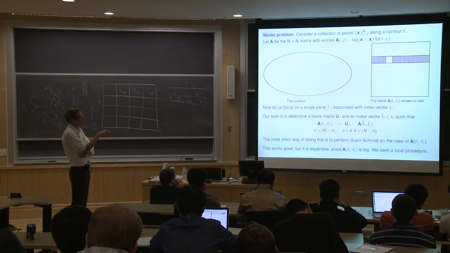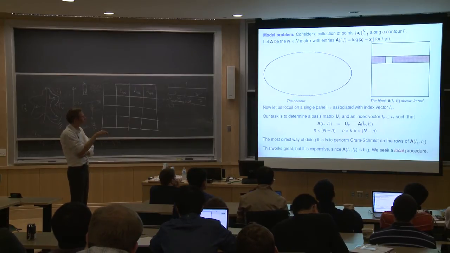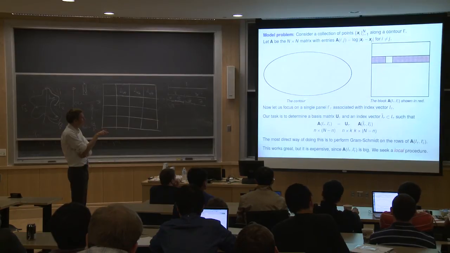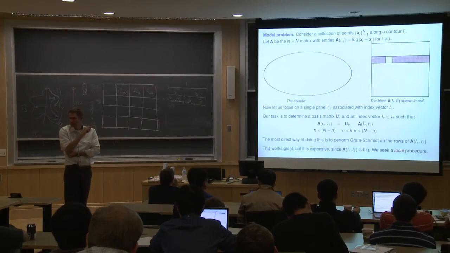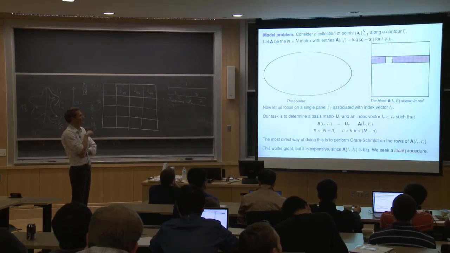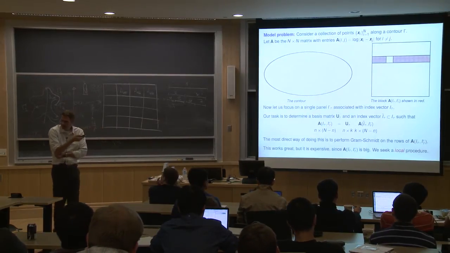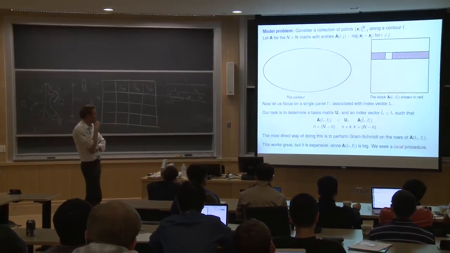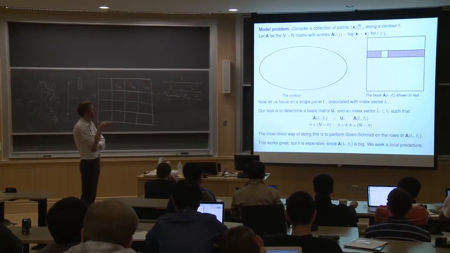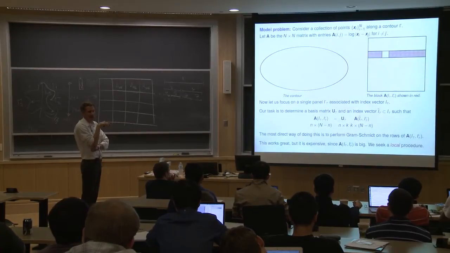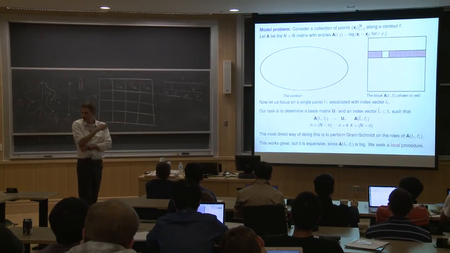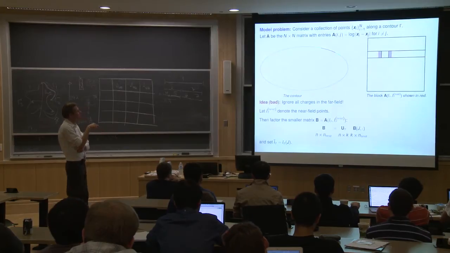So I need to compress this big matrix. This big matrix marked in red over here is the matrix that takes a source distribution on the black nodes and maps them to potential on the red one. Mathematically, what I need to do is perform Gram-Schmidt on the rows of this big matrix. This is expensive, because n can be very large. So I don't want to even build this big matrix. If I do, then I'm cooked. Then I'm n squared immediately.